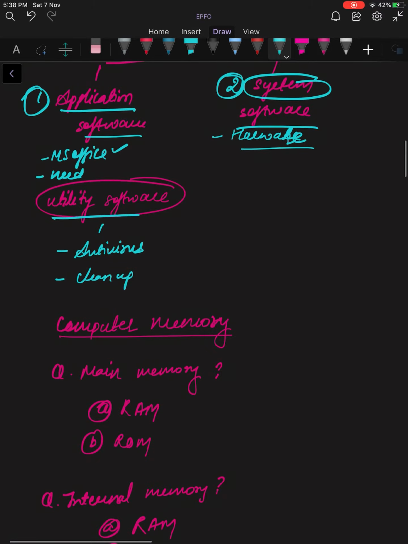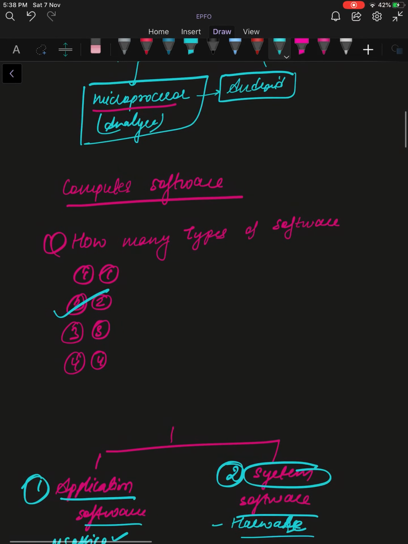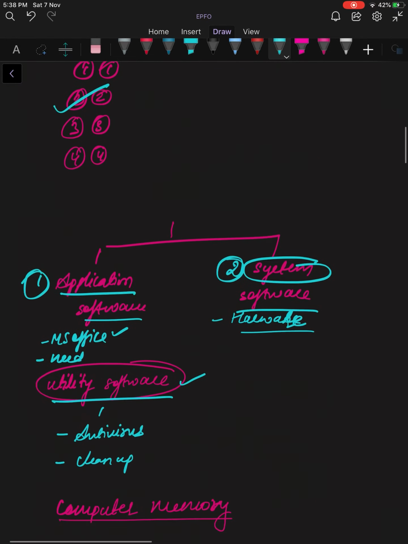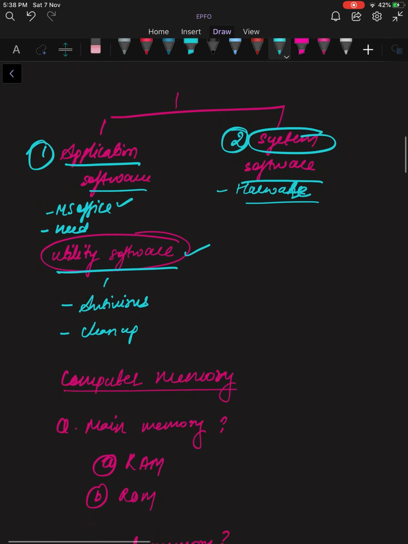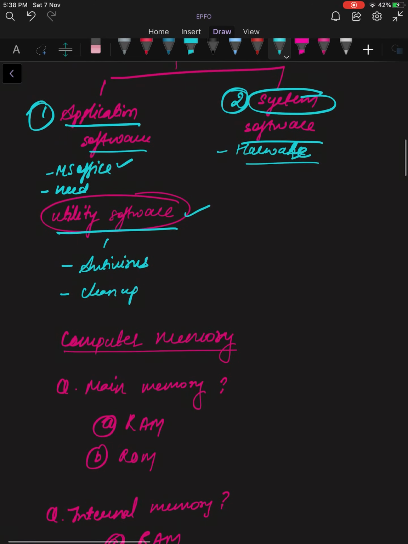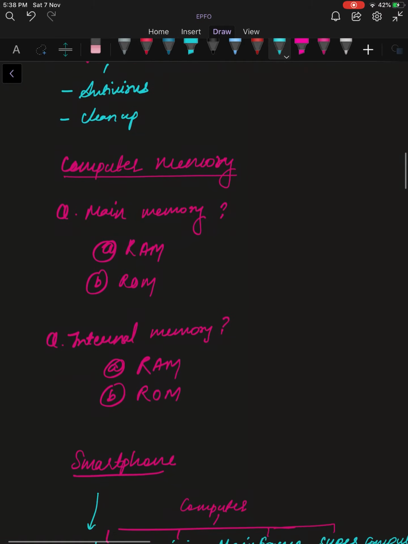Then there is another type of software, and these are a part of the first two software. So this is utility software. But if the question asks how many types of software are there, there are two types of software: application software and system software. And utility software is the software for utility purposes. For example, antivirus in your laptop and cleanup app, for example, in a mobile. So these are the utility software.